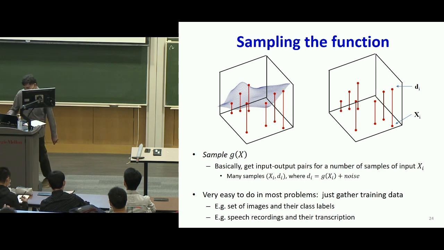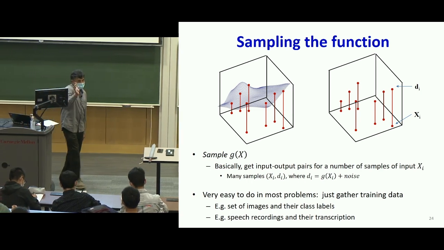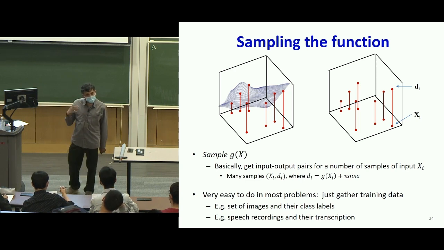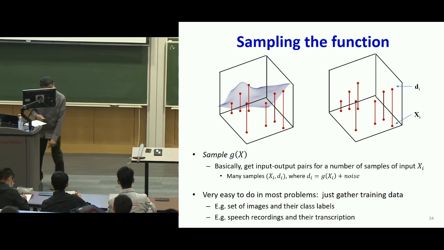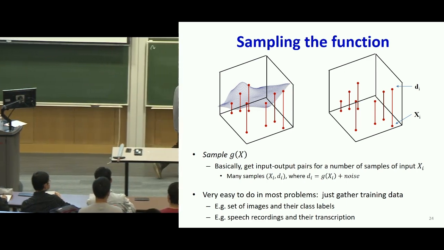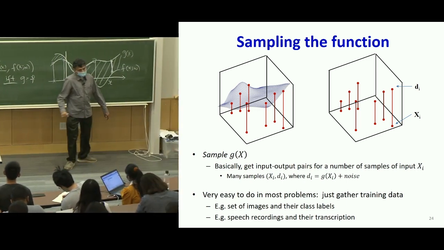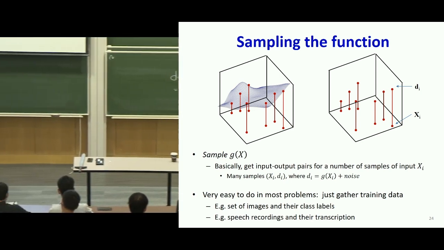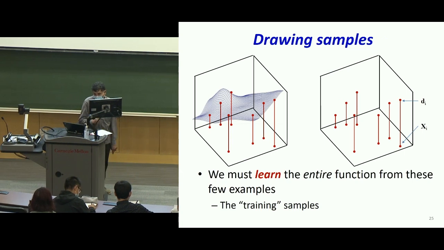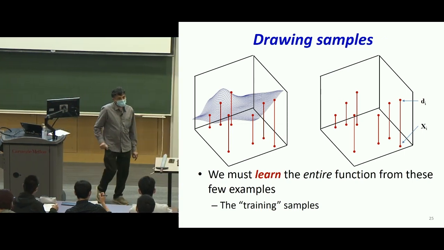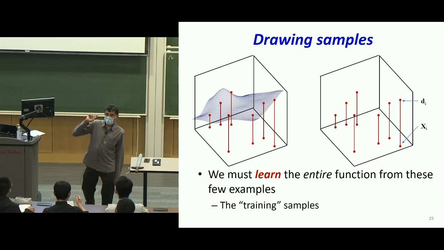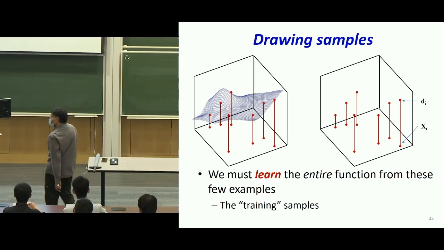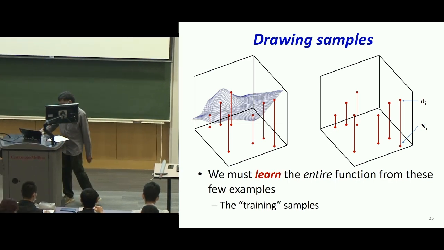And so collecting such data is very easy. Speech recognition, you collect speech and its transcriptions, images and their labels, whatever. Getting these individual samples here and there is not a hard thing to do. And so that's basically what we will do. We will just get a collection of X values and their corresponding target outputs, what I'm calling the desired output D, and we are going to learn the entire function from just these samples, the figures that are the lines that I've shown to the right.